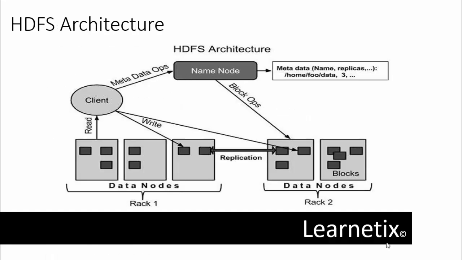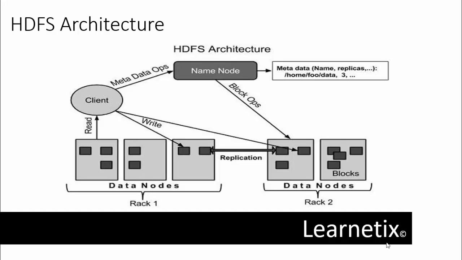So what is the HDFS architecture? We have to understand that right now. In short, first of all, HDFS architecture has a name node and data nodes, where the client reads the data from the data node and metadata operations go to the name node, and the same data is replicated between data nodes for read and write operations.